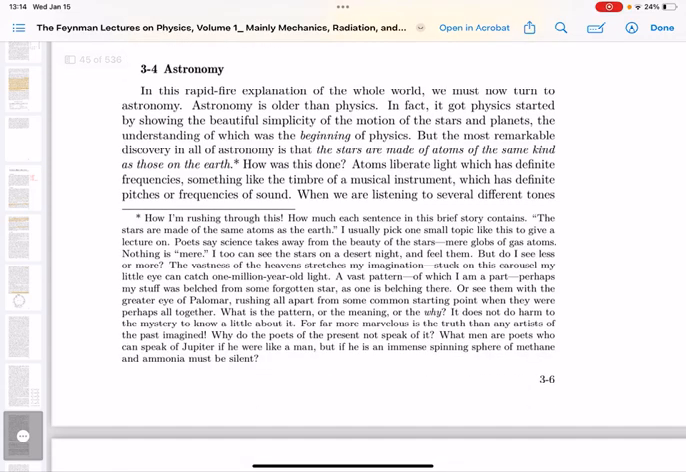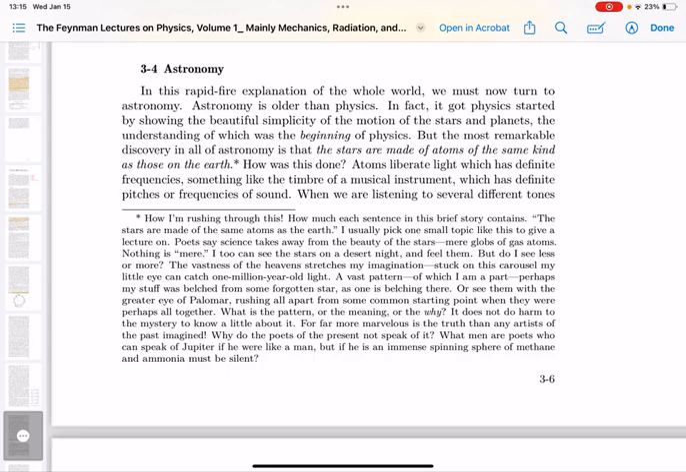Astronomy. In this rapid-fire explanation of the whole world, we must now turn to astronomy. Astronomy is older than physics. In fact, it got physics started by showing the beautiful simplicity of the motion of the stars and planets, the understanding of which was the beginning of physics. But the most remarkable discovery in all of astronomy is that the stars are made of atoms of the same kind as those on the Earth.